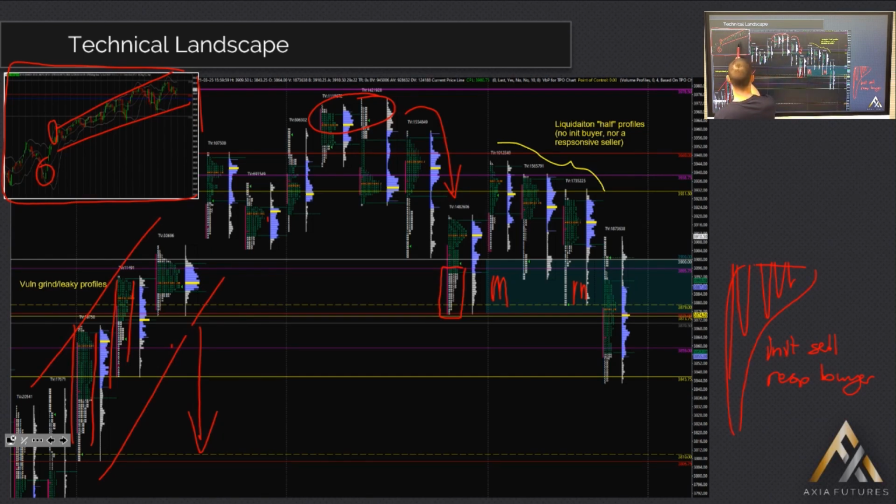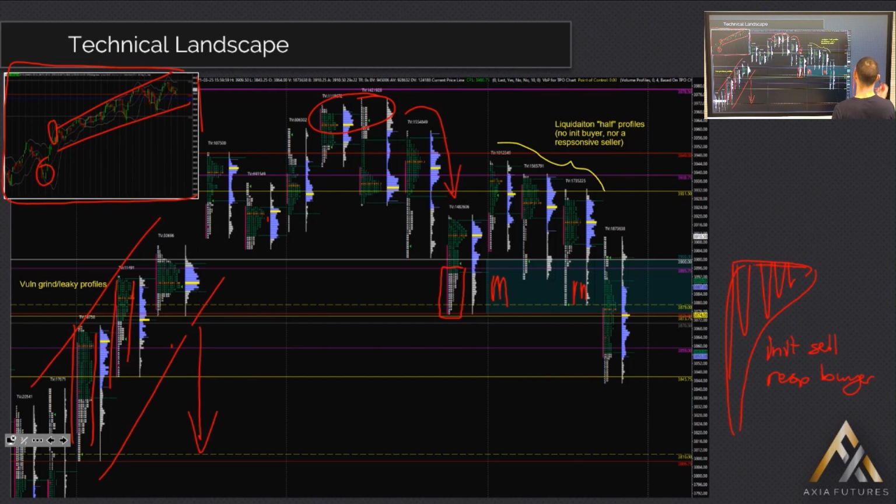We've got a market at all-time highs that can't bid, right? It's leaving these poor highs, kind of like half profiles. Now, what's that telling us? Well, if we're at all-time highs and people aren't buying and we're getting these late sell-offs, then it's suggesting we're going into a period of profit taking, right?